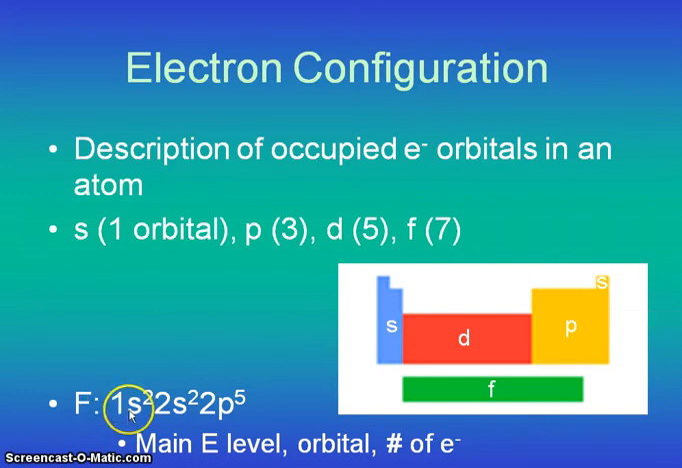Now when we write it, the first big number is going to be the main energy level, or the principal quantum number. So what period or row it's in on the periodic table. The next thing that comes is the letter. That's telling us what type of orbitals it has. And the final thing is the exponent, and that's going to tell us how many electrons we have.